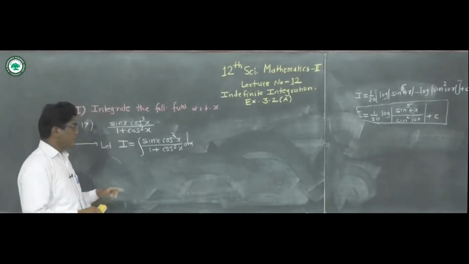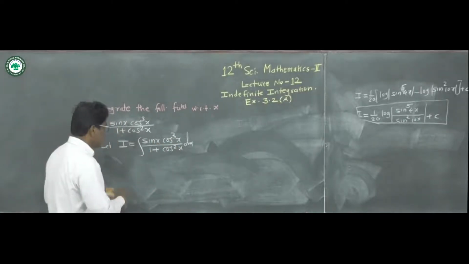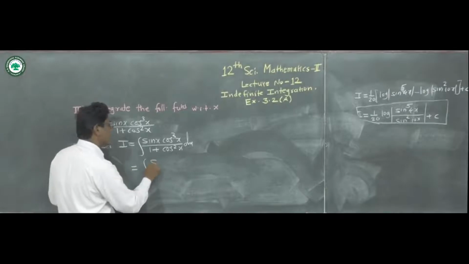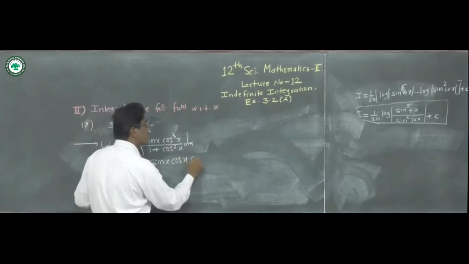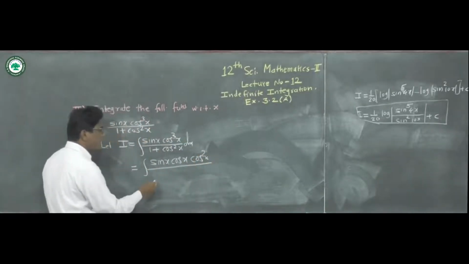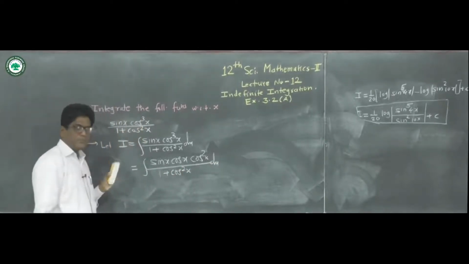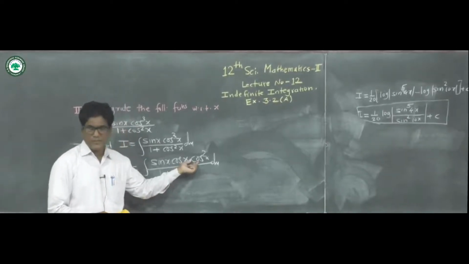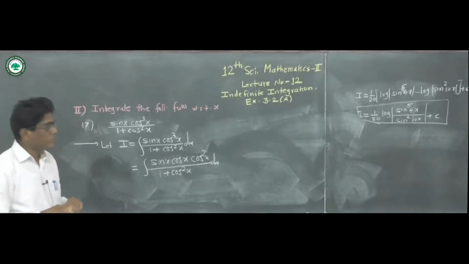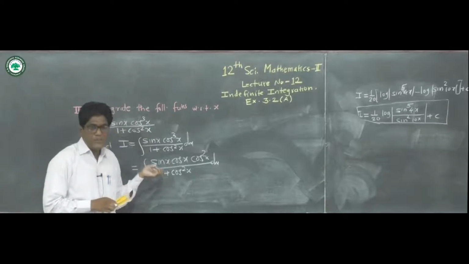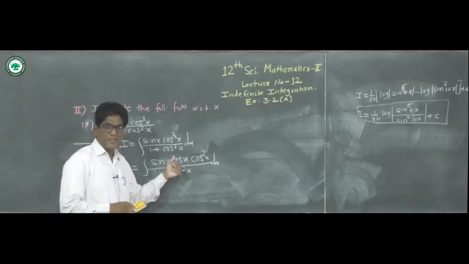Now see here, odd power, so we convert it into even power. So this is equal to integration of sin x into cos x into cos square x divided by 1 plus cos square x dx. And now if we take the derivative of cos square x, we have seen in problem number 15 that when we put cos square x as t, we get sin x cos x dx as dt.